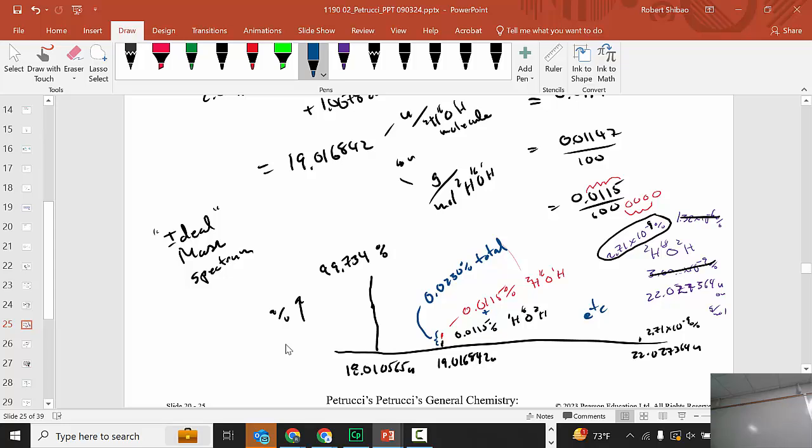All right. Then at a slightly heavier mass, we're going to have 19.016842 U. And we'll get a small peak, this black one here. That small peak, the black one, is going to be 0.0115%. And so we're going to have 0.0115% H1O16H2. Did I do that right, or did I get it backwards?